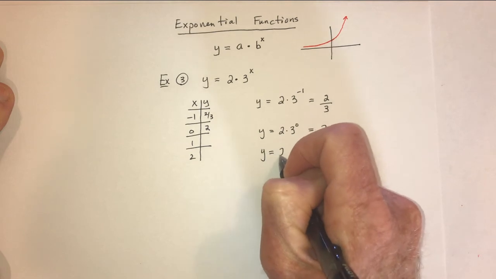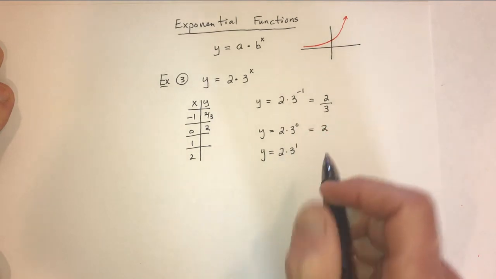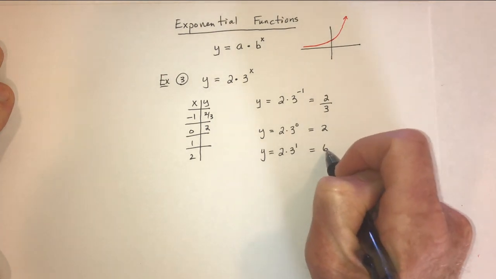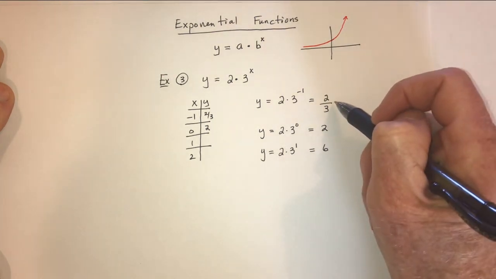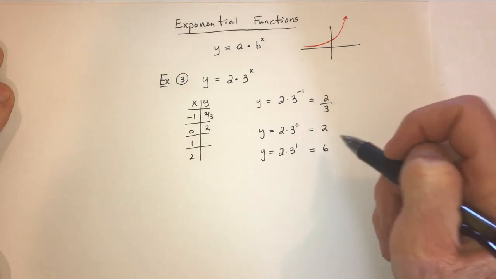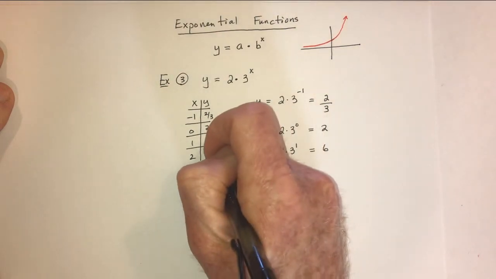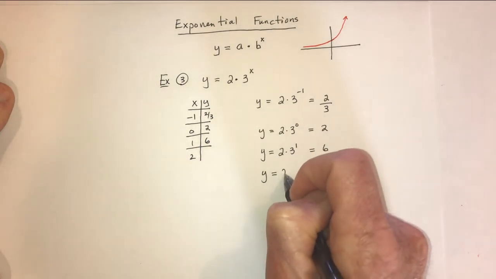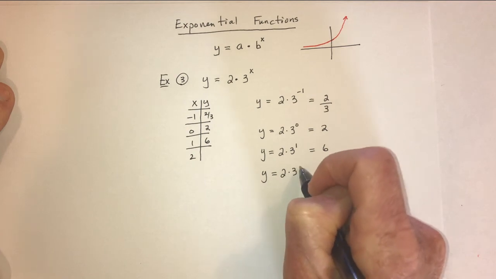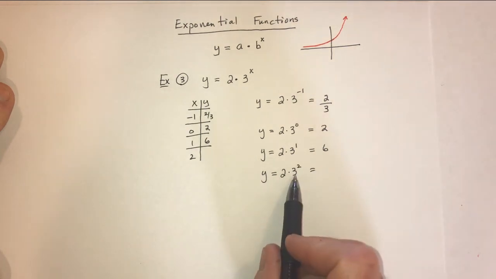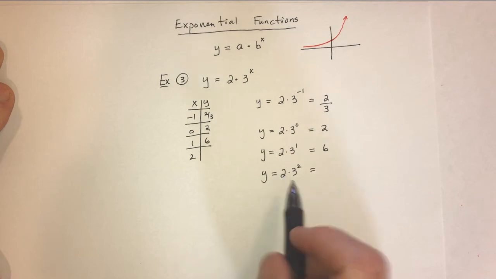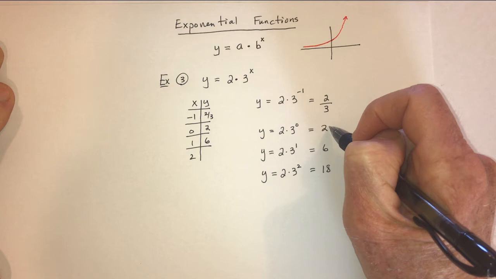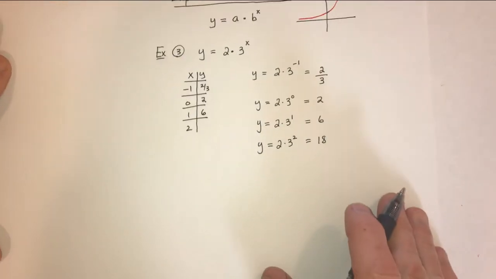Then if you use an exponent of 1, well, 3 to the 1, that's just 3. So 2 times 3 equals 6. So you can see it starts off small, gets bigger, and then suddenly it's getting bigger by even more. So it's growing exponentially. And then 2 times 3 squared. So 3 squared is 9, times 2 is 18. So it grew a little bit, and then grew more, and then grew even more.